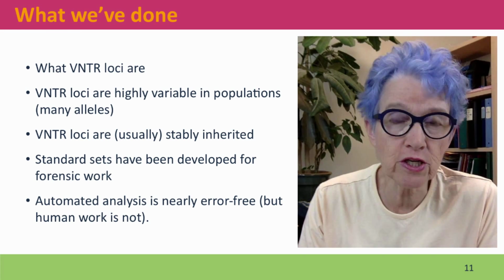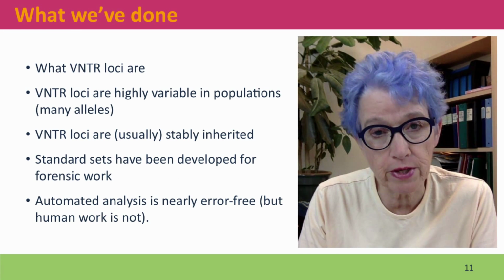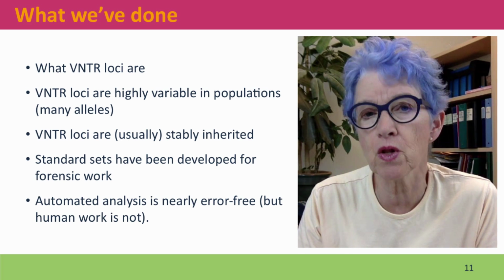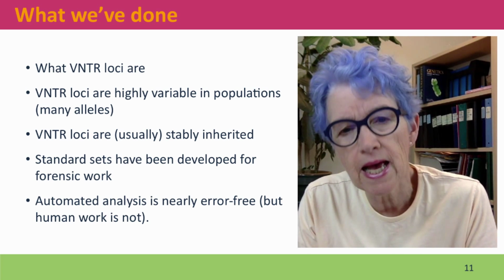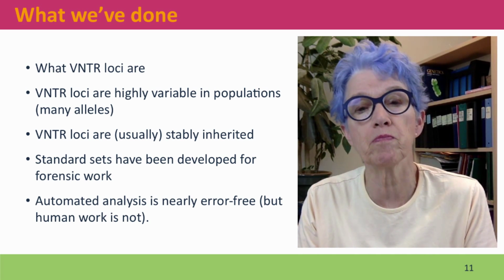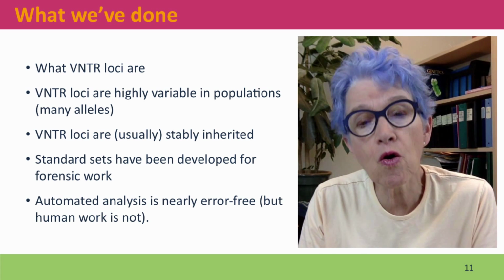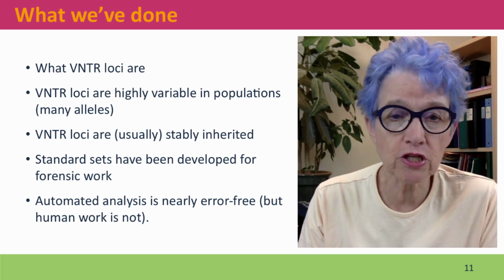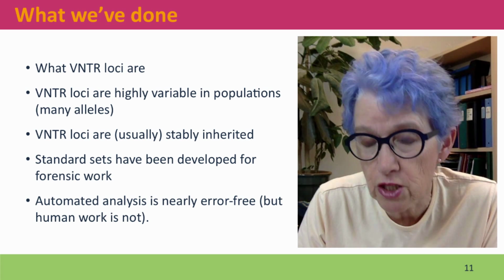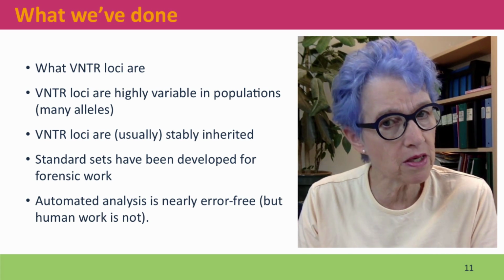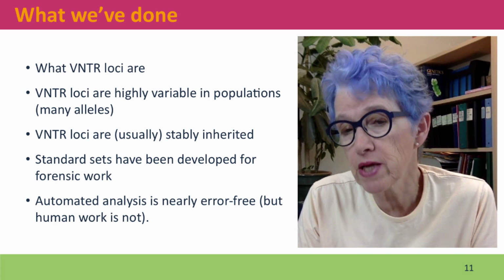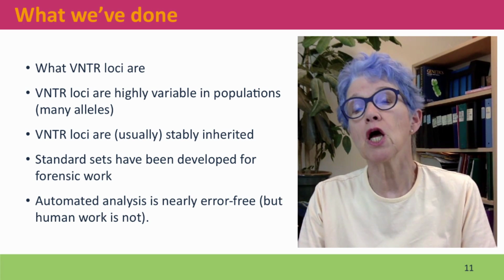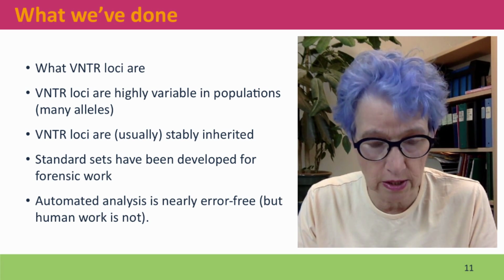So, we've finished our study of DNA fingerprinting by talking about what VNTR loci are, variable number tandem repeats, why they're highly variable in populations, how they have nevertheless stable inheritance, and the standard sets that have been developed for forensic work. And as I said, the big concern is not the DNA itself or the automated analysis, but human errors that can creep into the process.